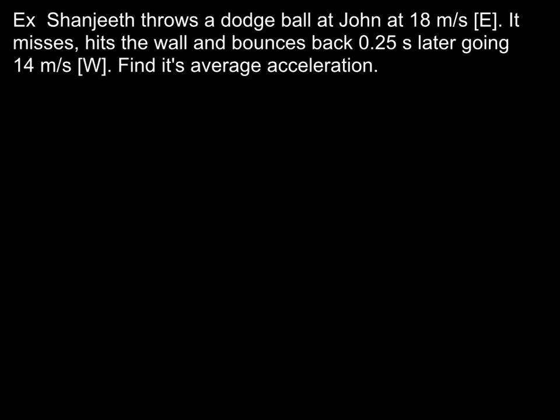So in this problem here, we've got Shanjeeth throwing a dodgeball at John at 18 meters per second east. It misses John, it hits the wall, bounces back 0.25 seconds later, going 14 meters per second west. And we're going to find its average acceleration. So I'll start off just listing some stuff that we know. We know V1 is 18 meters per second east.